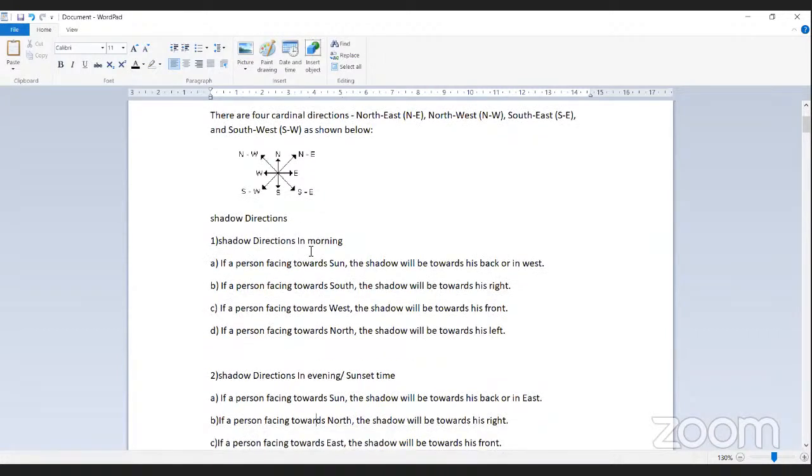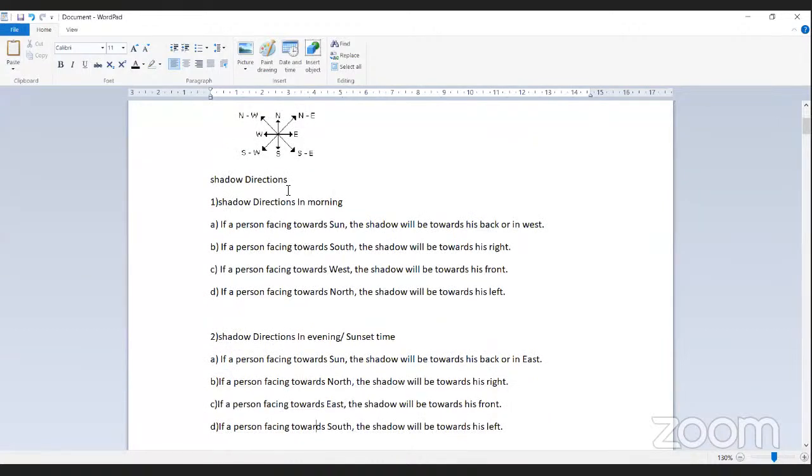Shadow. I think this was the problem with the student who asked, and I think this is the main problem with anybody who will be trying this kind of problems. Otherwise, it's easy. Shadow directions. Why are shadow directions important? They'll give you a question based on their shadow and ask you which direction they're facing, or a little more complicated. So, shadow directions in the morning.